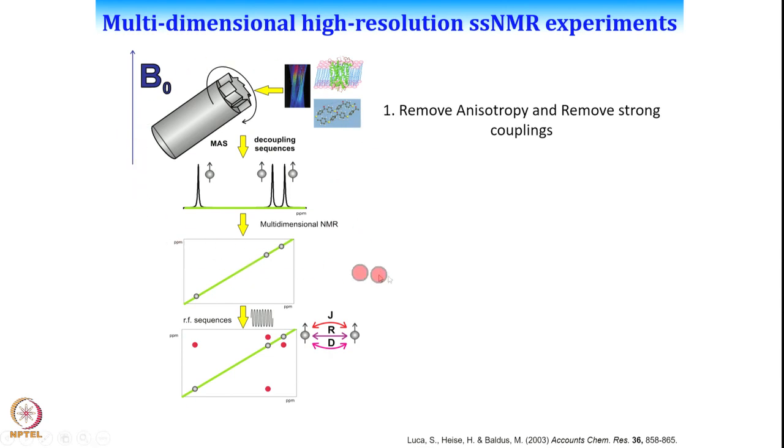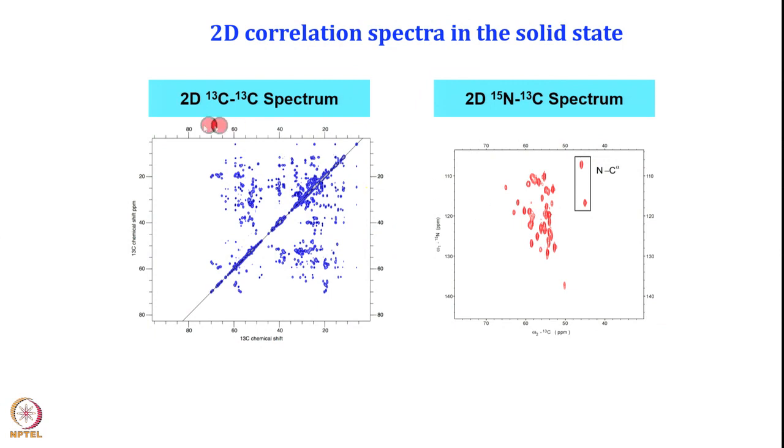Spinning speed and cross polarization remove the anisotropy and remove the strong coupling. It increases the spectral resolution, and finally, using recoupling sequences we are extracting the spectral information. So, using these things we have transitioned from one dimensional solid state NMR to two dimensional, which is essential for getting any structural information. So, let us see how our 2D correlation spectrum looks.